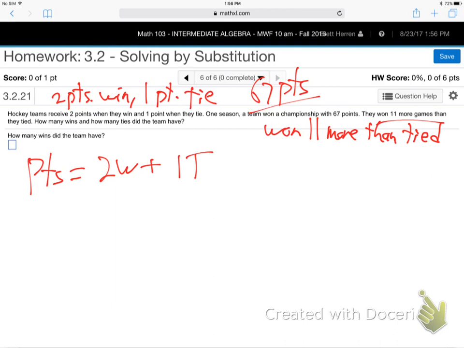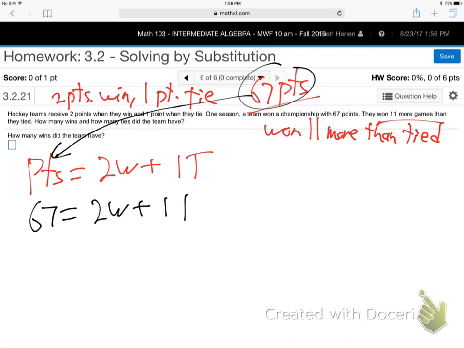Can you take it from there? It's kind of like the last one. See what you can do. So 67 goes there. Good so far? That's points. Now, why can't I just leave it like that? Well, what would be wrong with just putting in the 67?